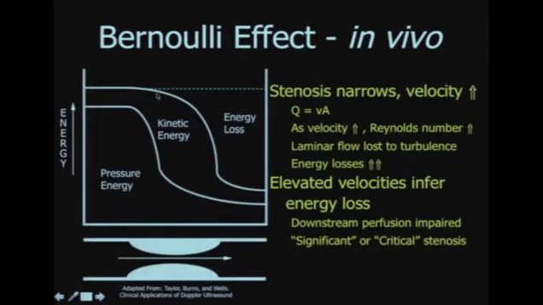And so what happens in that case when you have a critical enough stenosis? Remember, as we go through a stenosis, the velocity increases. As the velocity increases, the Reynolds number goes up, and eventually you'll lose laminar flow to turbulence. Once that happens, the energy losses increase dramatically, and at that point you no longer have enough energy within the system to perfuse the downstream tissues, and so that's when we have a significant or critical stenosis. So when we're measuring velocities through a stenosis, this is a proxy for: are we going to have enough energy downstream to perfuse the organ that we're interested in?